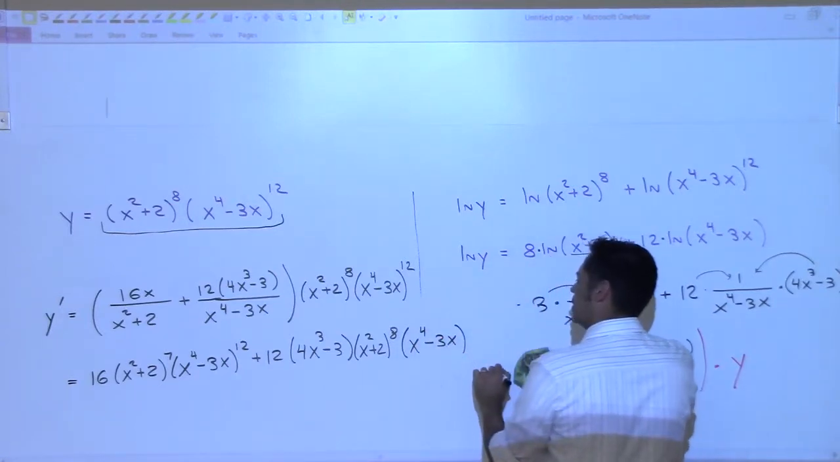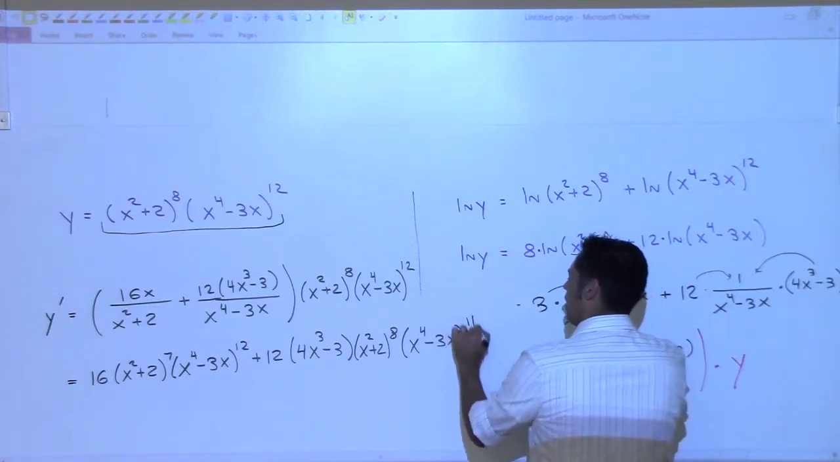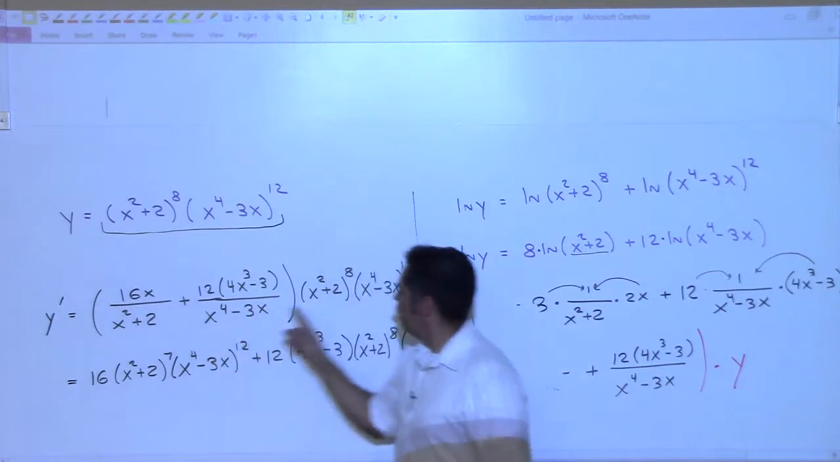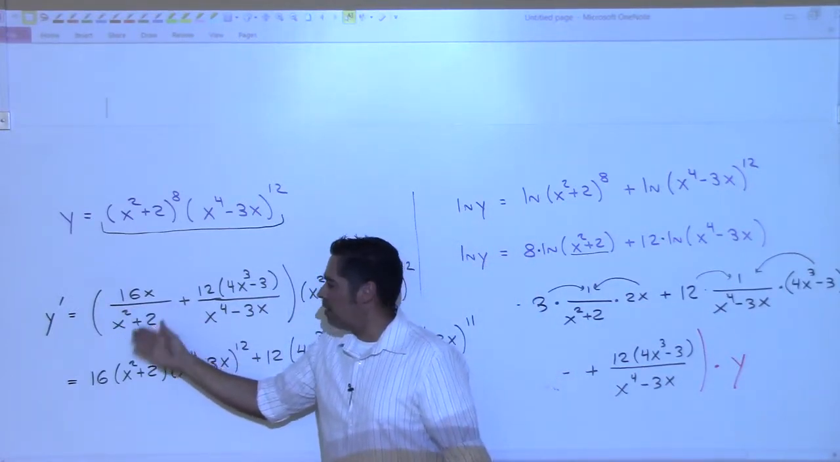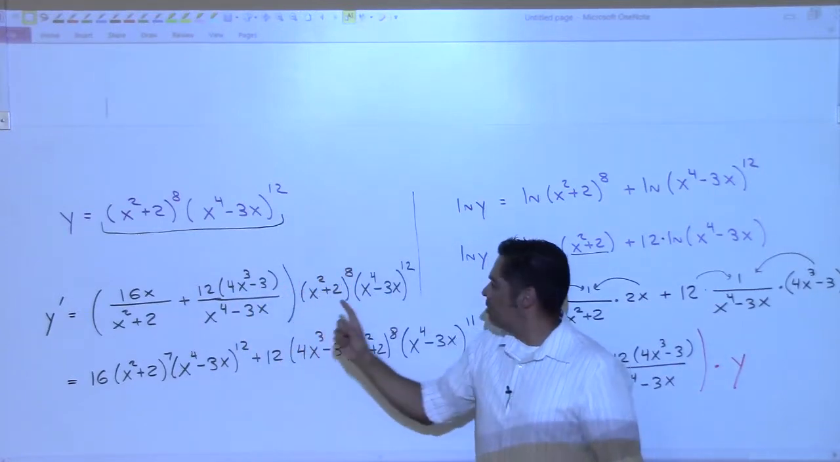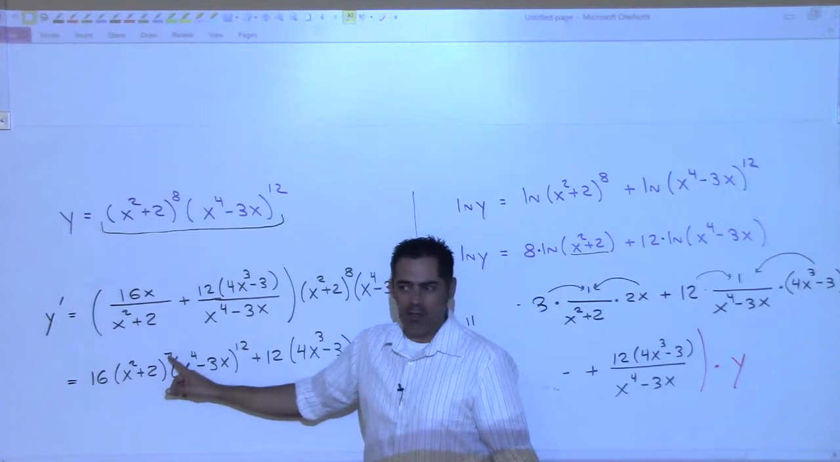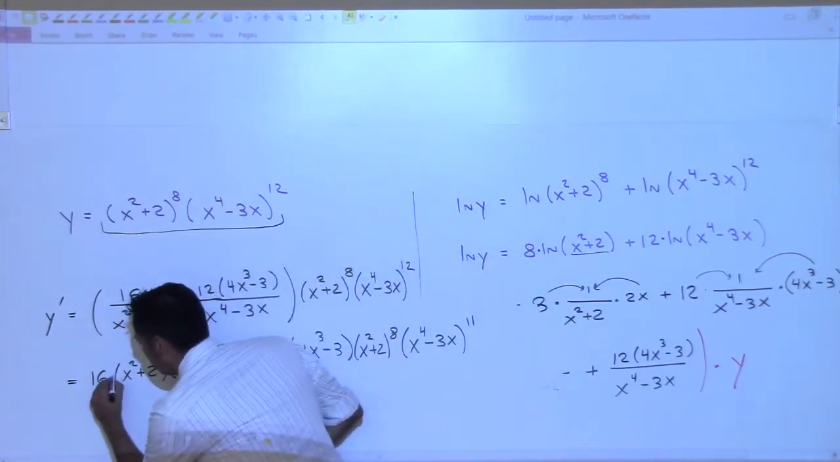To what power? 11. Okay, so y'all see what I did here. When this went to here, this x plus 2 to the 8th and this x plus 2 to the first power cancels out one factor, which is why when I bring this over to this one, I now have x plus 2 to the 7th. And I still have this piece sitting next to it, and I still have the 16x.